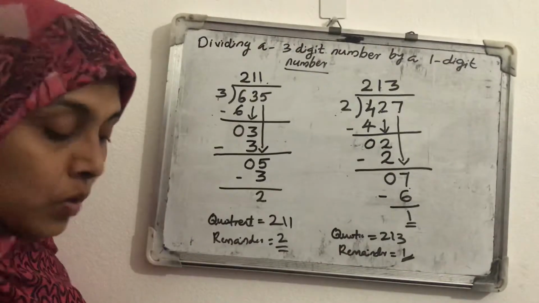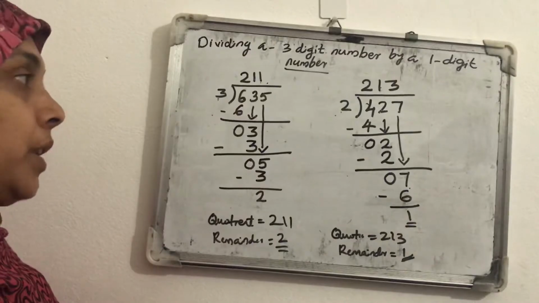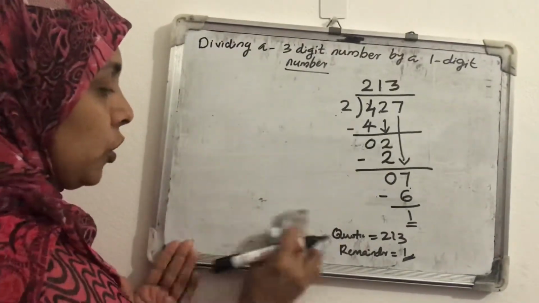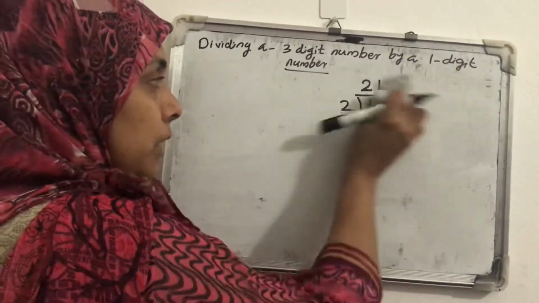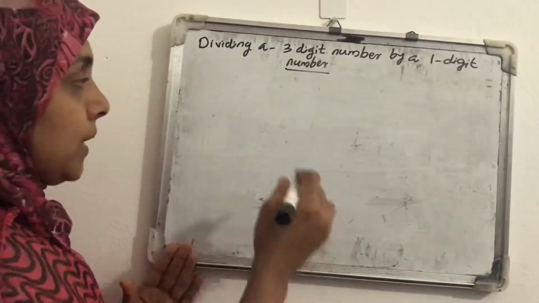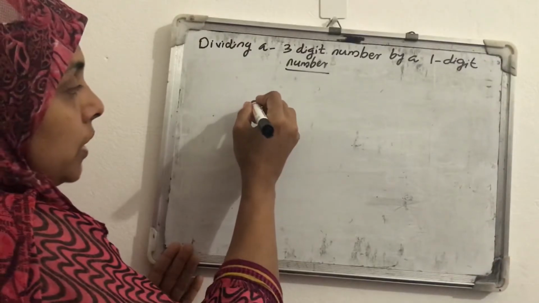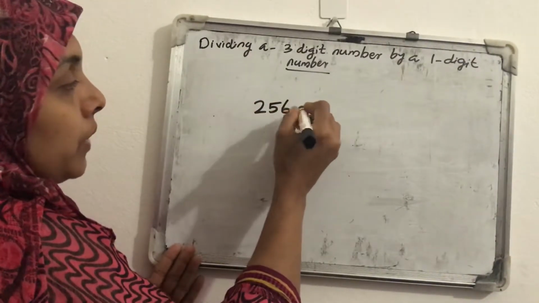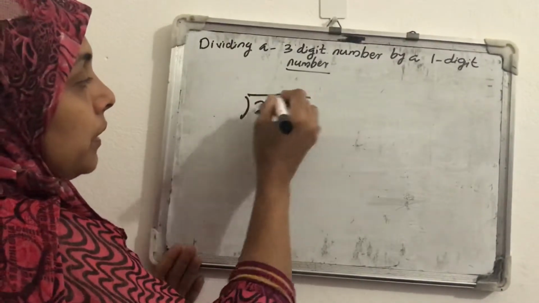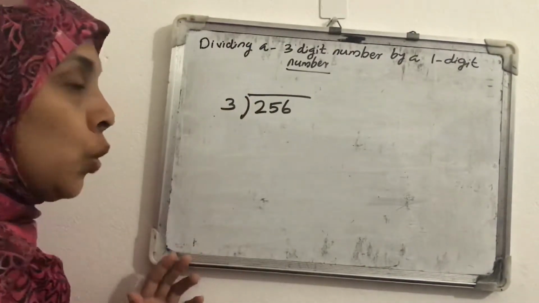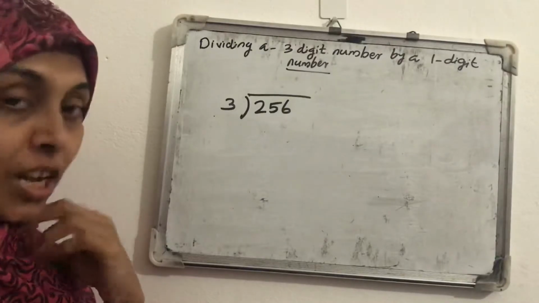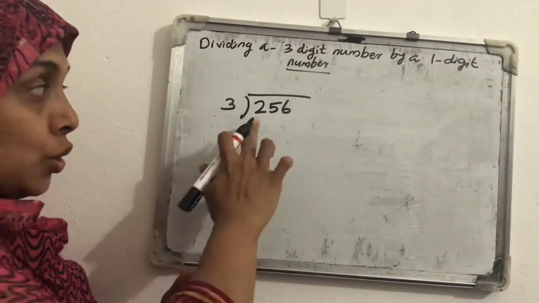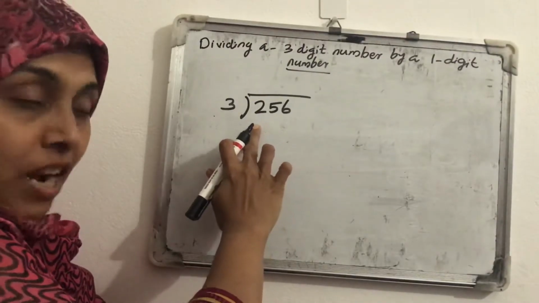digit number. Now suppose a question comes like this, a different type of question. In the case of a 3 digit number, if the question is 256 divided by 3, what will we do in this case? Here also we start from the last place. Which is the last place digit here? In the dividend, the last place digit is the hundreds place.